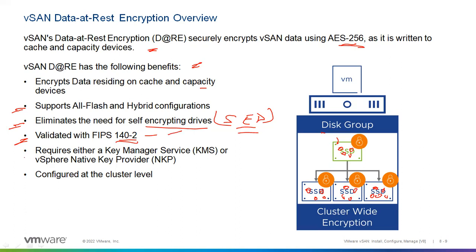So what do we need for it? It requires either a key management server, where we can use an external KMS server, or we can use the vSphere Native Key Provider. The vSphere Native Key Provider is a native encryption feature that is available in your vCenter from 7.2 onwards, and again it is configured at the cluster level. Still, you have the choice to use an external KMS server as well.